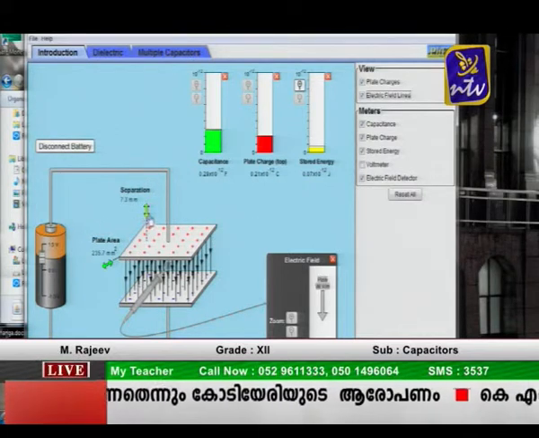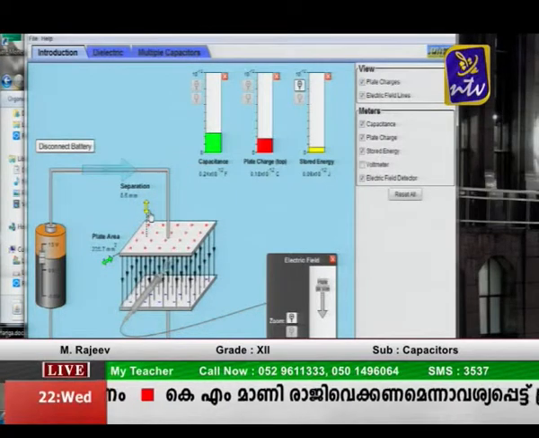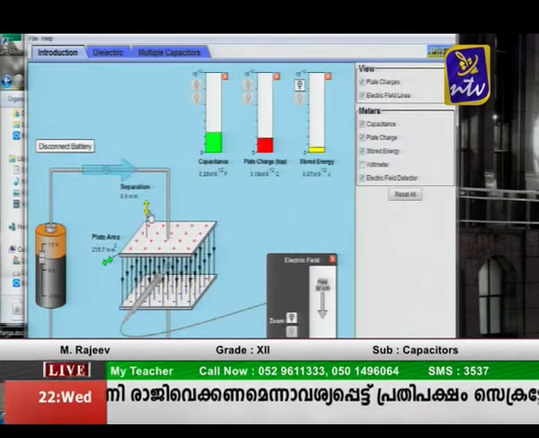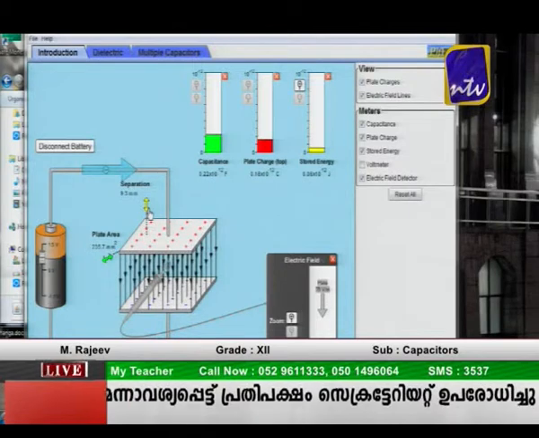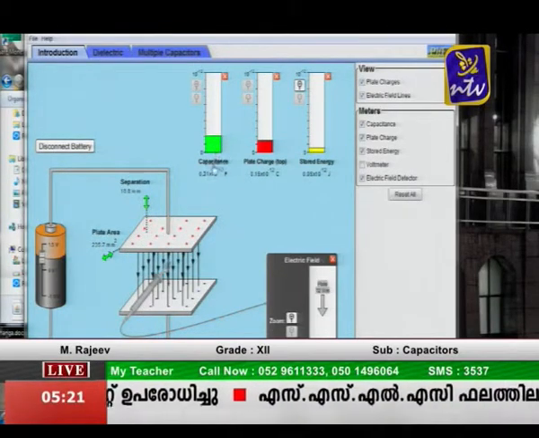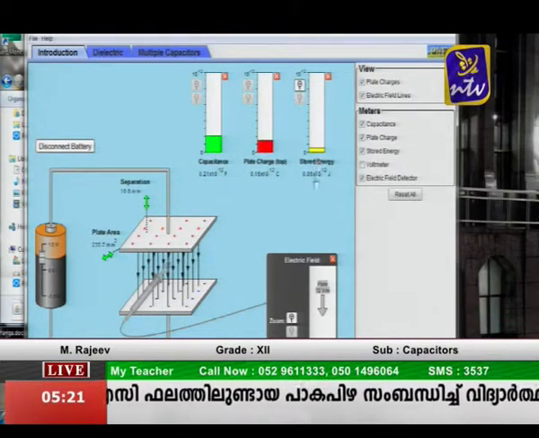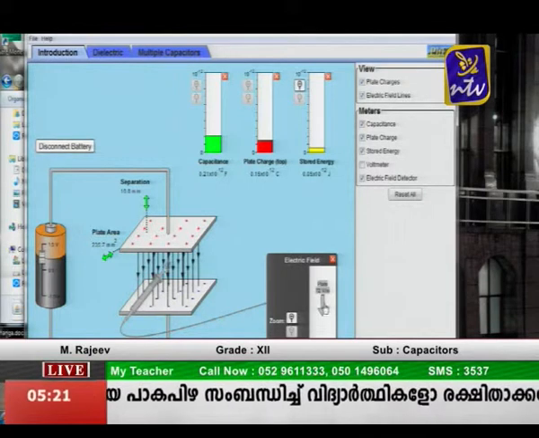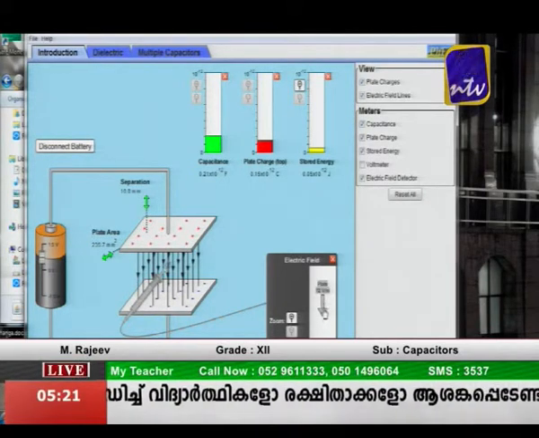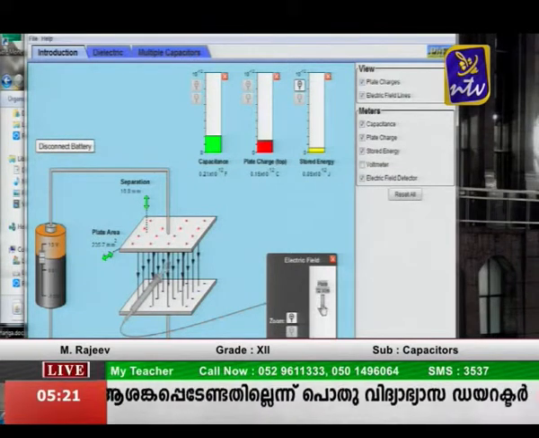But just observe one more thing. If you increase the separation, see, I am increasing the separation. You see the changes happening over there. All the three change, right? If you increase the separation, the capacitance decreases, right? Charge thereby decreased, and even energy also is decreased. Look at the value of electric field here. That also decreases. See, before it was 106, now it has become 72 volts per meter.